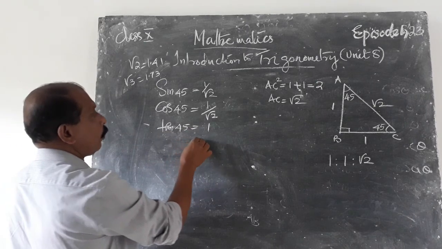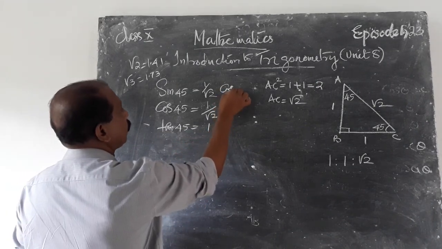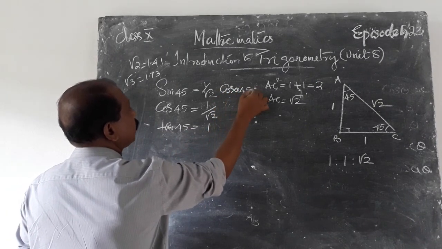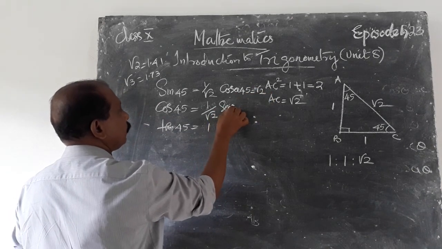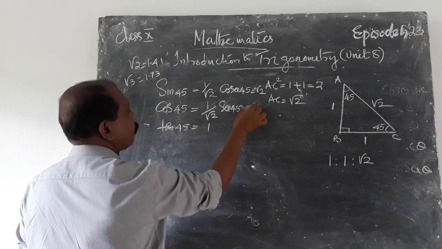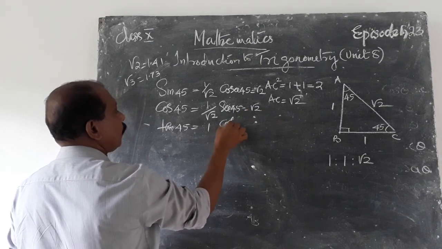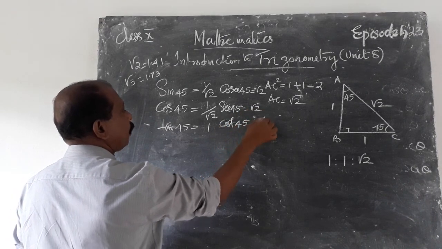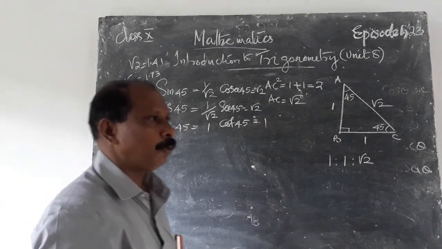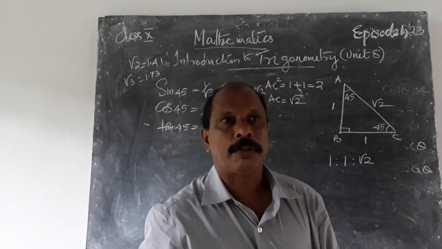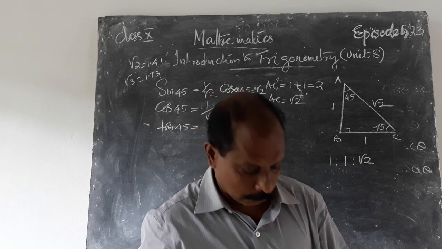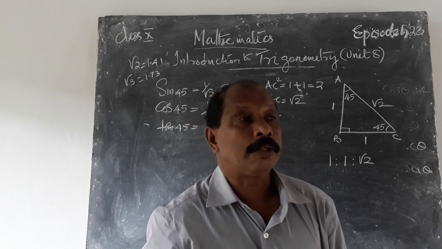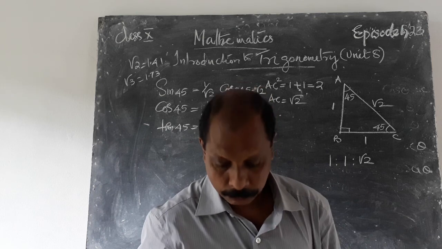Tan 45 is 1. Therefore, what is cosec 45? Reciprocal, root 2. Sec 45, reciprocal, root 2. Cot 45, reciprocal, 1. That is, sine 45 is 1 by root 2. Cos 45 is 1 by root 2. Tan 45 is 1. Cosec 45 is root 2. Sec 45 is root 2. And cot 45 is 1.